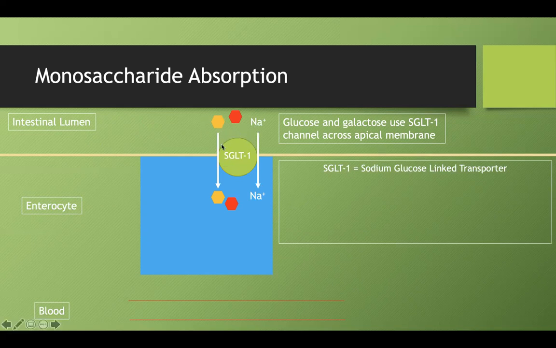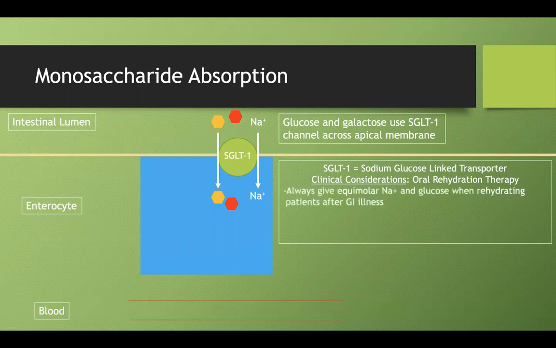You can see that for every monosaccharide that enters the cell, every glucose, we have a sodium. So there's a sodium and a glucose linked. And what's important about this is when they test you on oral rehydration therapy, imagine somebody just got sick and you need to give them some hydration. Something you want to consider when you're doing that is you want to not just front load them with sugary beverages. You need to give them an equal amount of sodium and glucose when rehydrating.